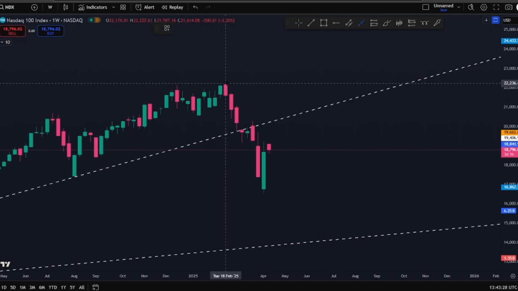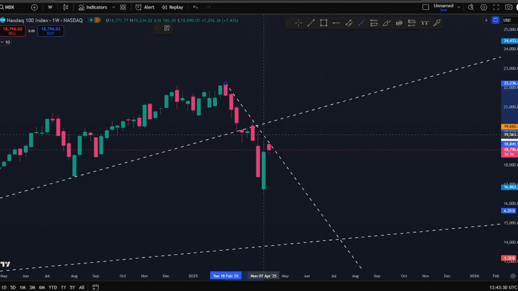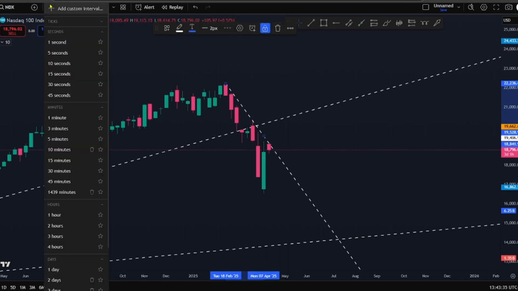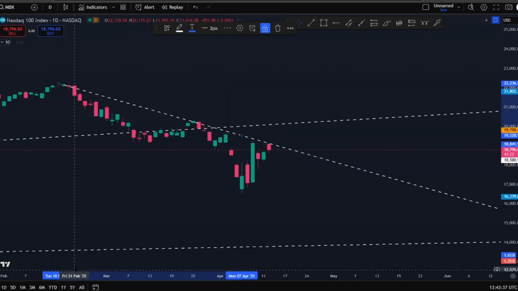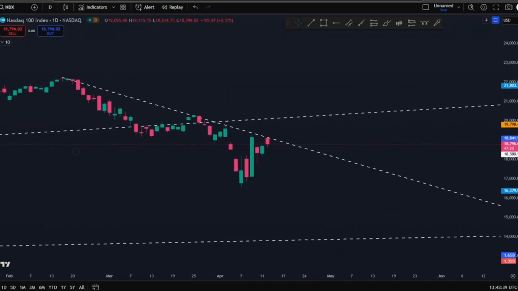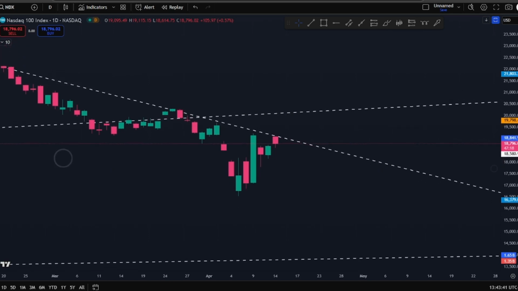Let's go ahead and draw it here and bring it down. And we're probably just going to get that one there on the weekly. Now let's go down to the daily, see what the daily has to say about all this. The daily is about the same. It's pretty much the same sort of scenario.